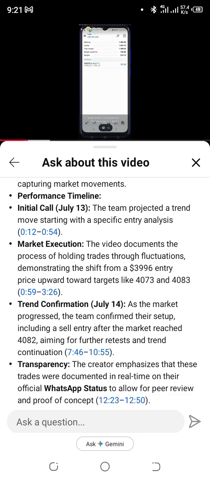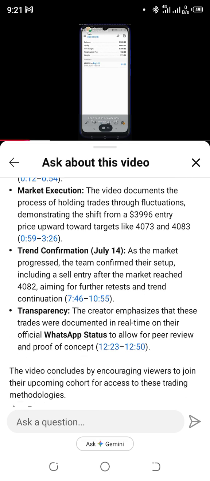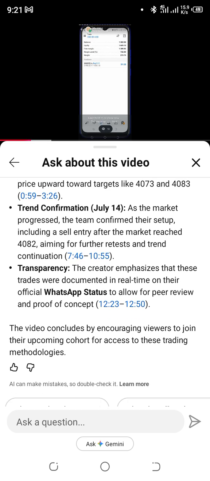Trend confirmation. July 14th. As the market progressed, the team confirmed their setup, including a sell entry after the market reached 4082, aiming for further retest and trend continuation. Transparency.